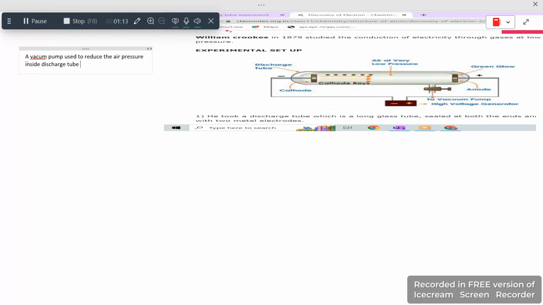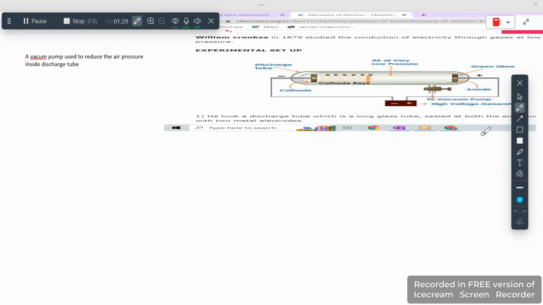Okay, I am sure you can get this concept. So this is the discharge tube which has very low pressure inside, and this is cathode, this is anode. The basic construction we were done. As I told you, we are going to the working now. Let me give a heading with another color. So here comes the working of this discharge tube.